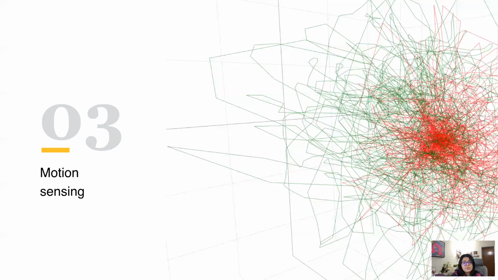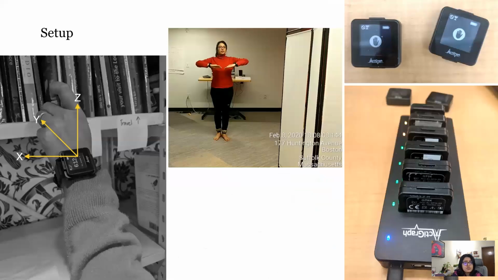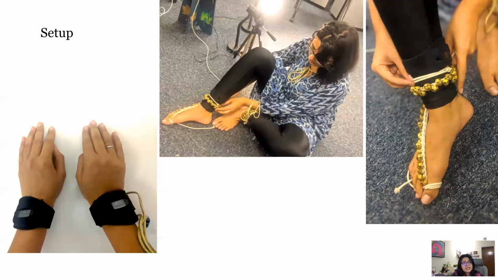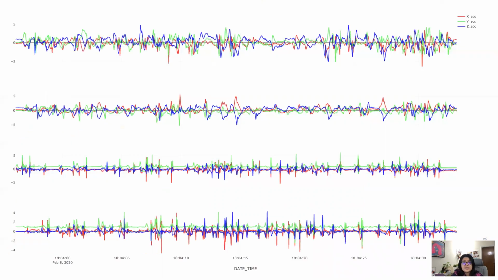My third and final experiment uses motion sensors to capture the minute movements of the wrists and ankles. The motion sensors capture the intensity of the movement along the XYZ plane. I used 4 accelerometers which were worn using bands on my ankles and wrists.